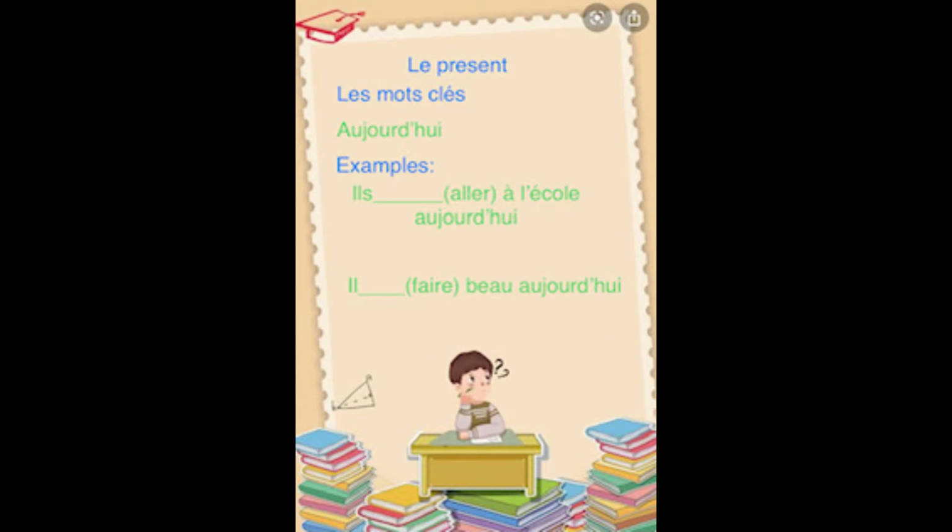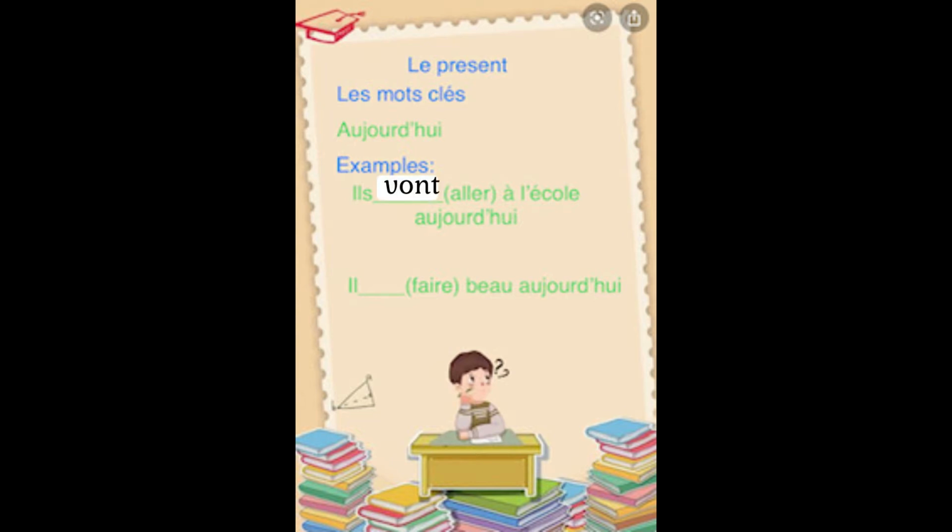The keyword for the present tense is aujourd'hui. Now let's take a few examples. The first example is "ils à l'école aujourd'hui" and the verb is aller. Now we can see that the keyword here is aujourd'hui. So it can be "they are going to the school today." So we will conjugate it in the present tense as vont.